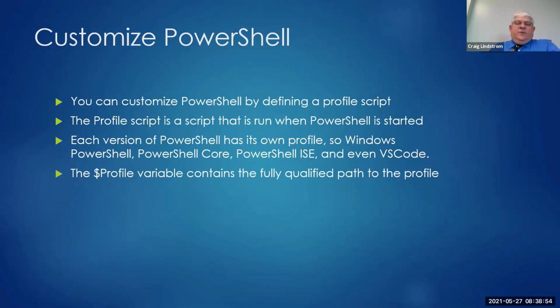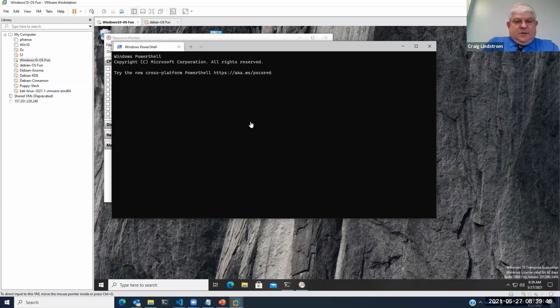The way that we know what profile file is actually being used can be discovered by the variable $profile. So I'm going to do just $profile here, and this is going to show us the fully qualified path to the profile in PowerShell.